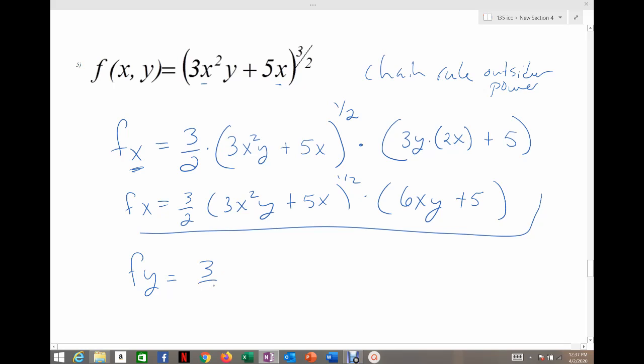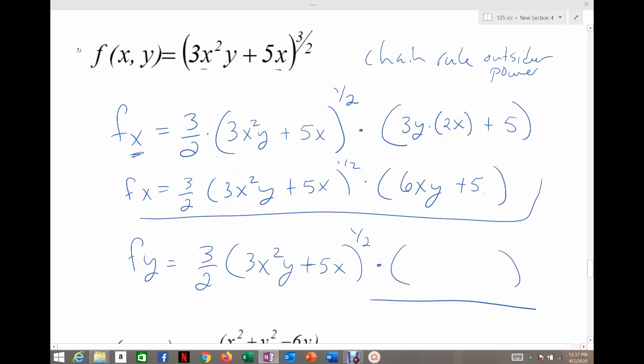I pull out my power, 3 halves, take my group without changing a thing about my group, and raise it to 1 degree less, 1 half. The part that matters, which variable I'm looking at, is when I take the derivative of the inside. Now I'm looking at the y, and this is the only y variable. I'm taking the derivative of that y part, that's the part that's changing.